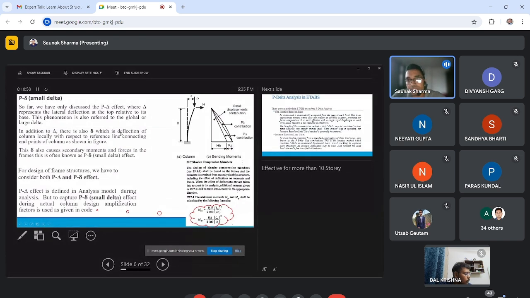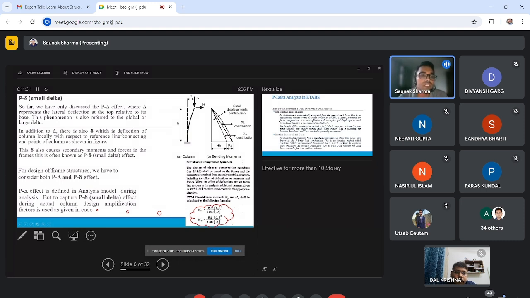There are two types of P delta analysis: P small delta and P big delta. What we have discussed till now is the P big delta effect. This represents the lateral deformation at the top relative to its base. This phenomenon is also referred to as the global or large delta. This P big delta is the global effect.